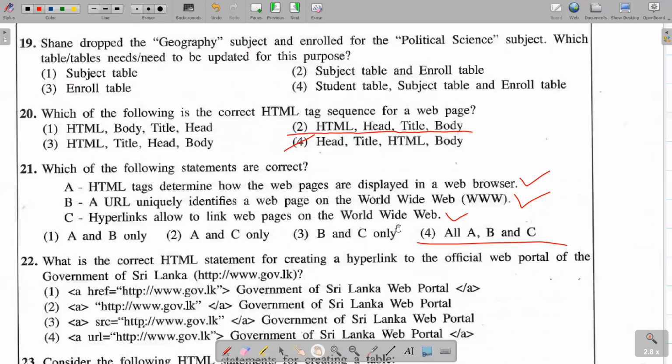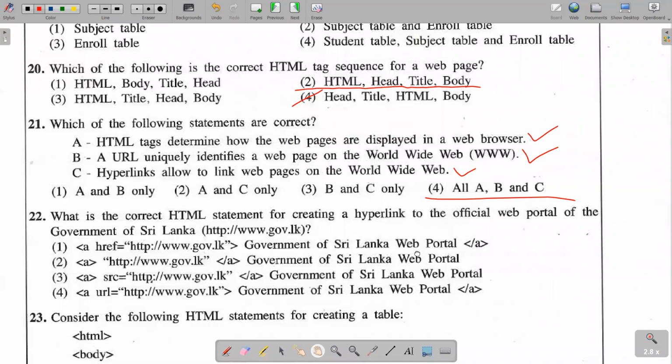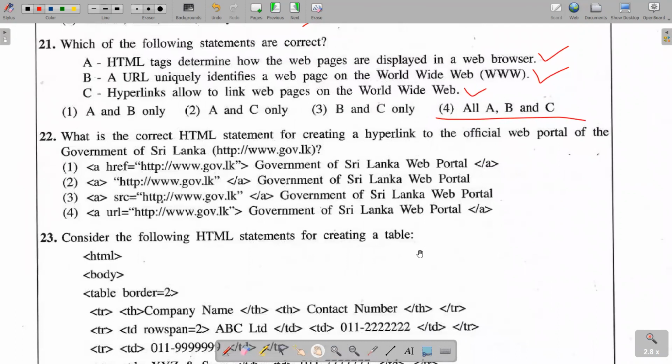22nd. What is the correct HTML statement for creating a hyperlink to the official web portal of the government of Sri Lanka? To create a link, we should use the anchor tag, and inside the anchor tag there should be the href resource. So the second one is disqualified. The third one is disqualified as well. Even the fourth one is disqualified. So definitely it's going to be the first one. So for the 22nd, it's the first one.